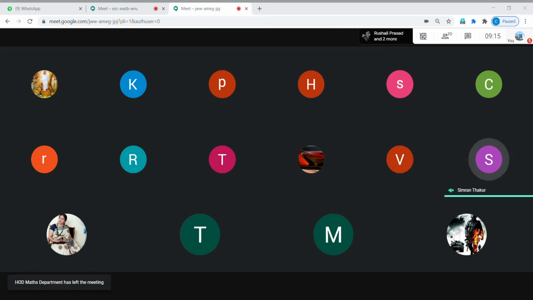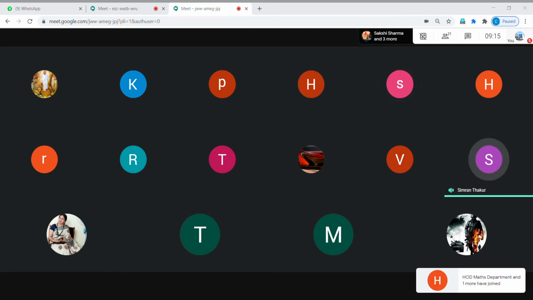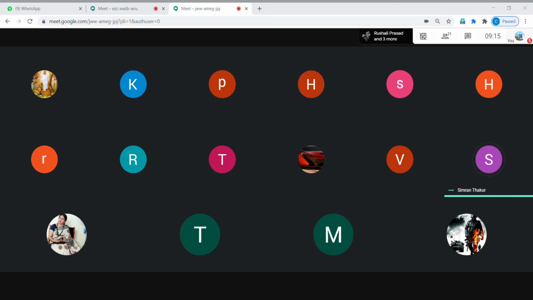Second topic is physisorption and chemisorption. The differences between physisorption and chemisorption are: first, physisorption is a reversible process in nature, while chemisorption is irreversible in nature. Second, physisorption is non-specific in nature, but chemisorption is specific in nature. Third, physisorption has weak bonding, while chemisorption has strong bonding.